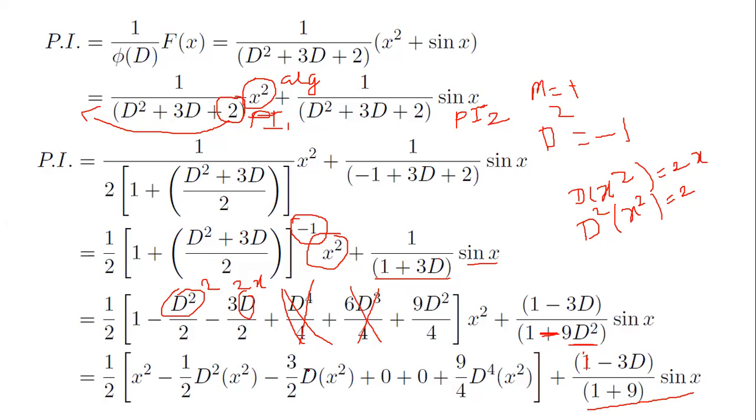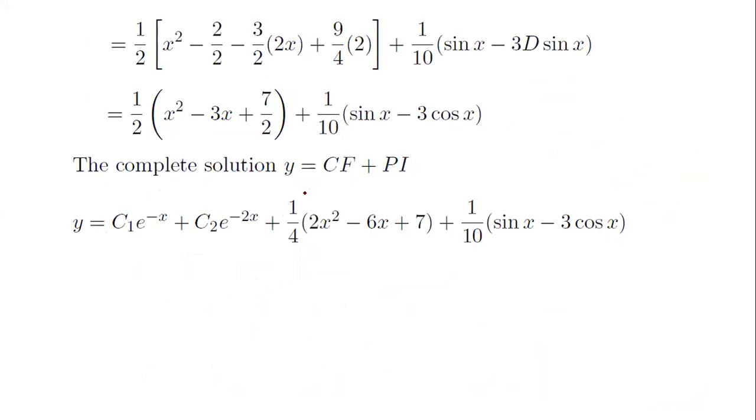What about particular integral 1? As I mentioned, substitute D² = 2 and D = 2x. Then, when you simplify that, you will get 1 by 2 (x² - 2x + 7/2), and then 1 by 10 (sin x - 3 cos x).